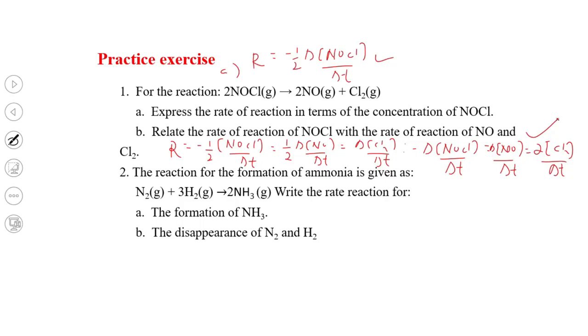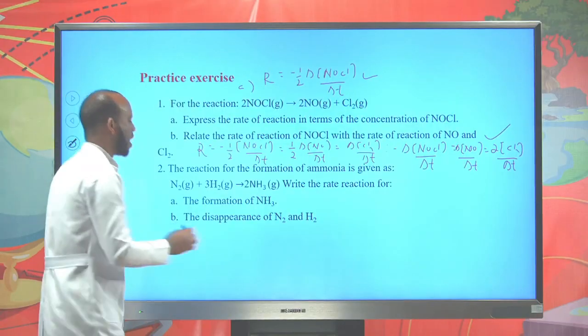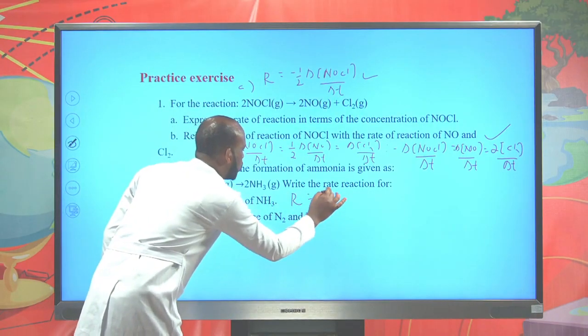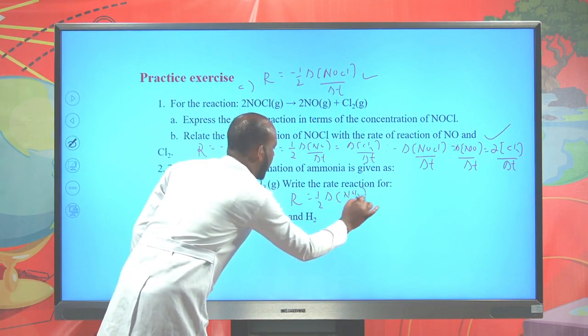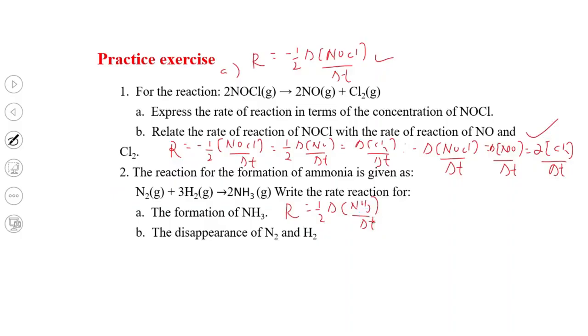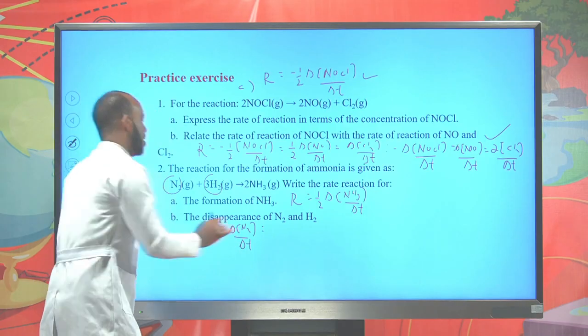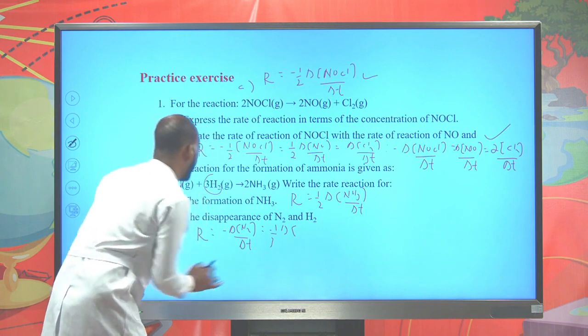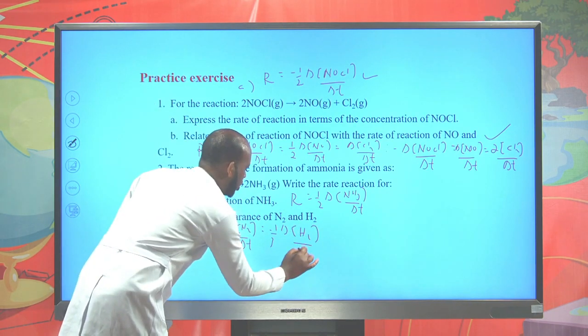Number 2, the reaction for the formation of ammonia is given as N2 gas plus 3H2 gas to form 2NH3 gas. Write the rate of the reaction for the formation of ammonia. Rate equals 1/2 change in concentration of NH3 divided by change in time. B, the disappearance of N2 and H2. Rate equals minus change in concentration of N2 divided by change in time, equals minus 1/3 change in concentration of hydrogen divided by change in time.